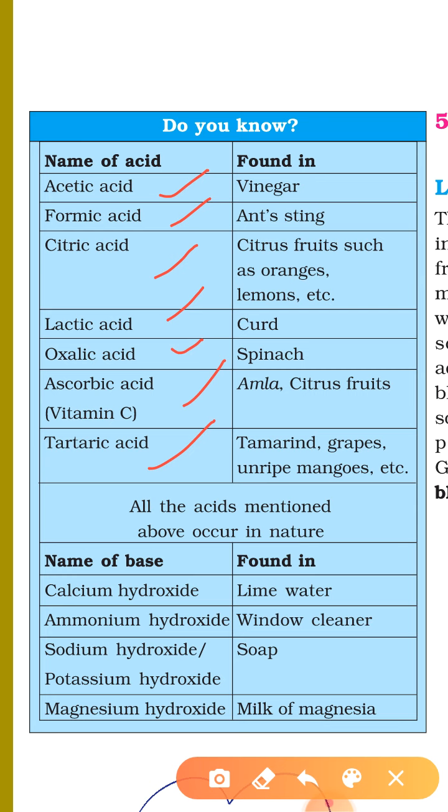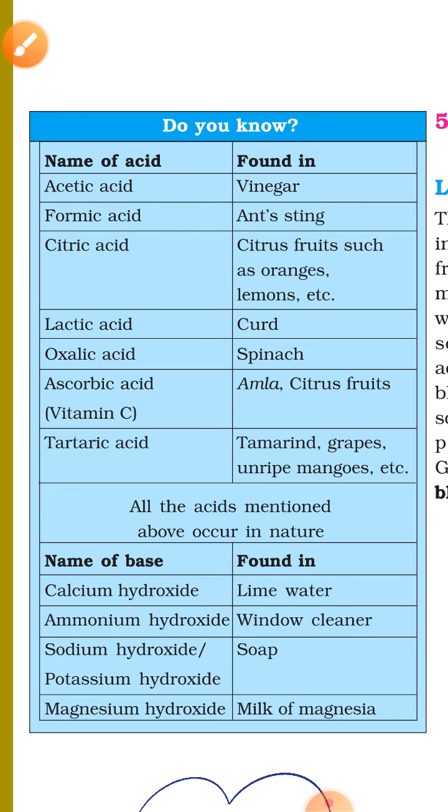Now here is a table of bases. In lime water, calcium hydroxide is present. In window cleaner, ammonium hydroxide is present. In soap, sodium and potassium hydroxide is present. In milk of magnesia, magnesium hydroxide is present. So this is the table that shows you in which substance which kind of acid and which kind of base is present.